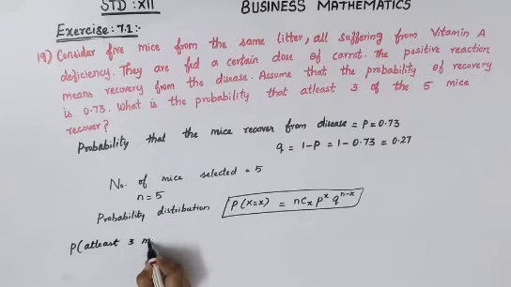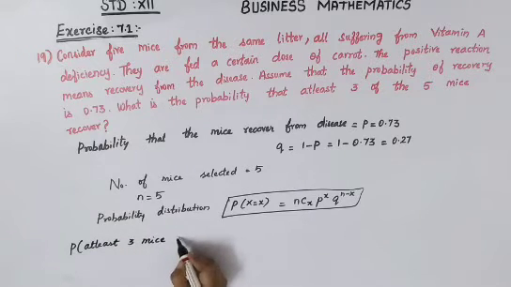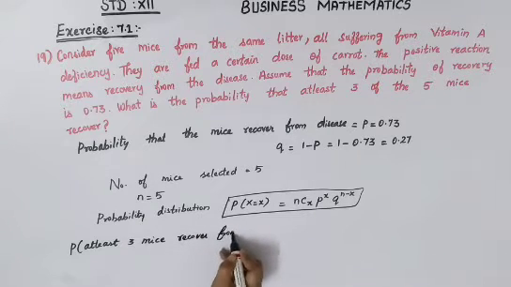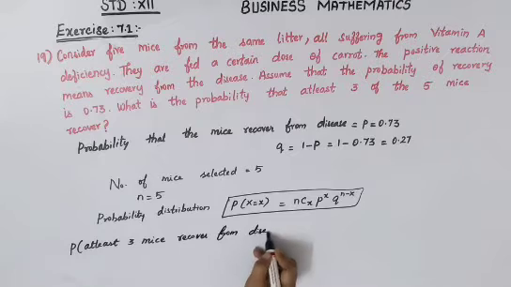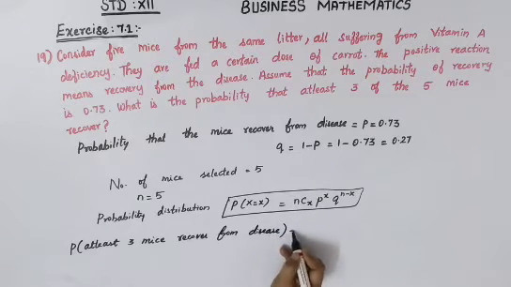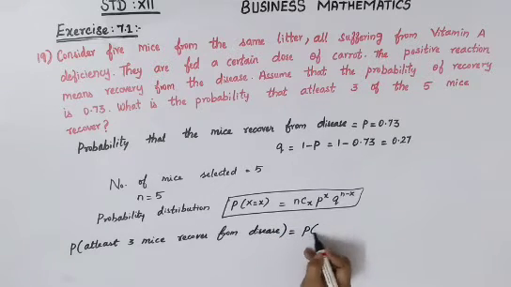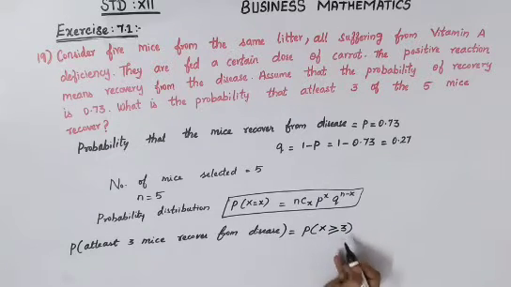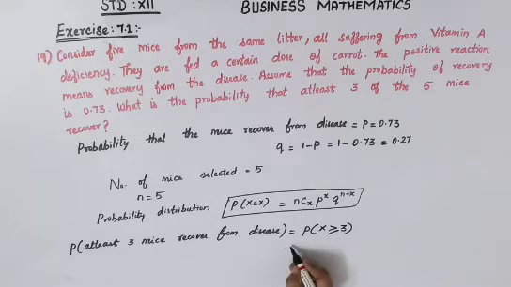3 mice recover from disease is equal to P of at least 3, it is given. Okay, so P of x is greater than or equal to 3. 3 and above you can have it. Okay, so which is equal to, you can split this like this.